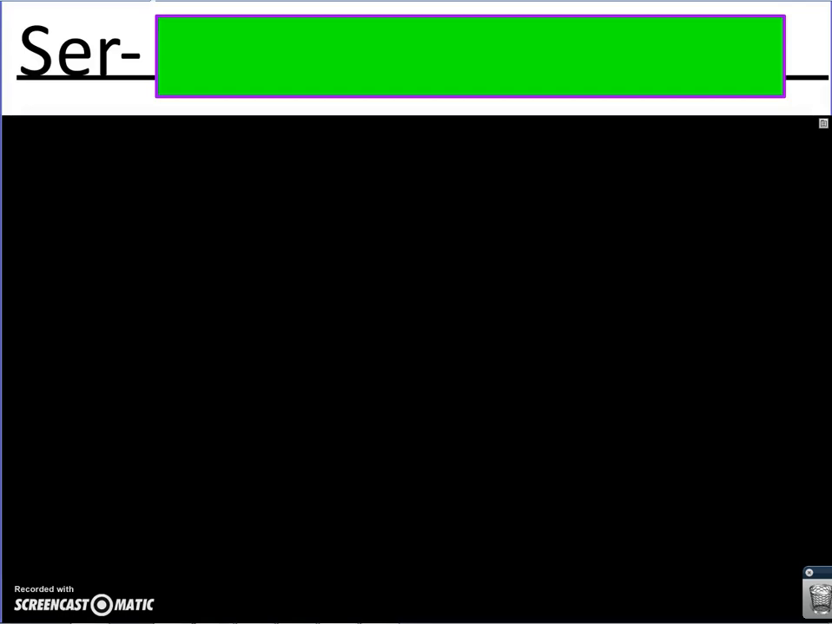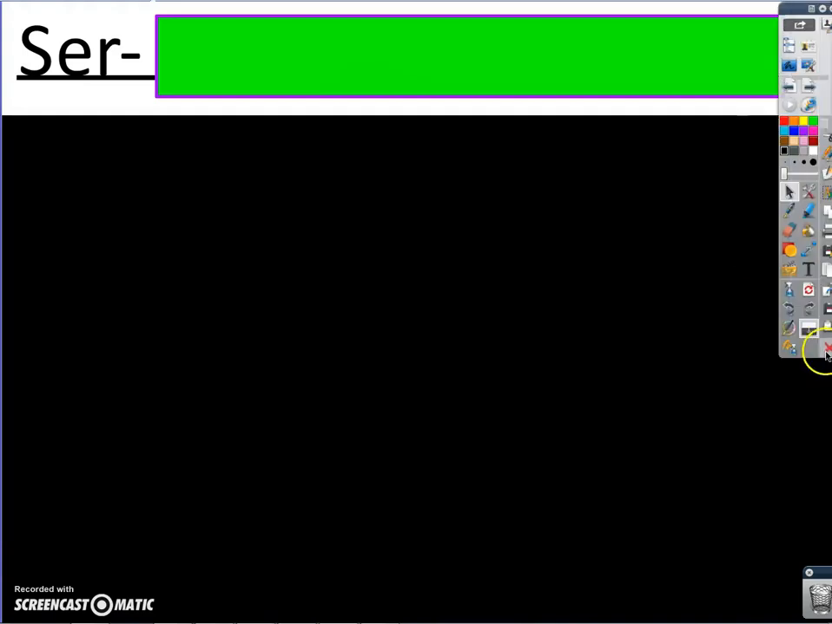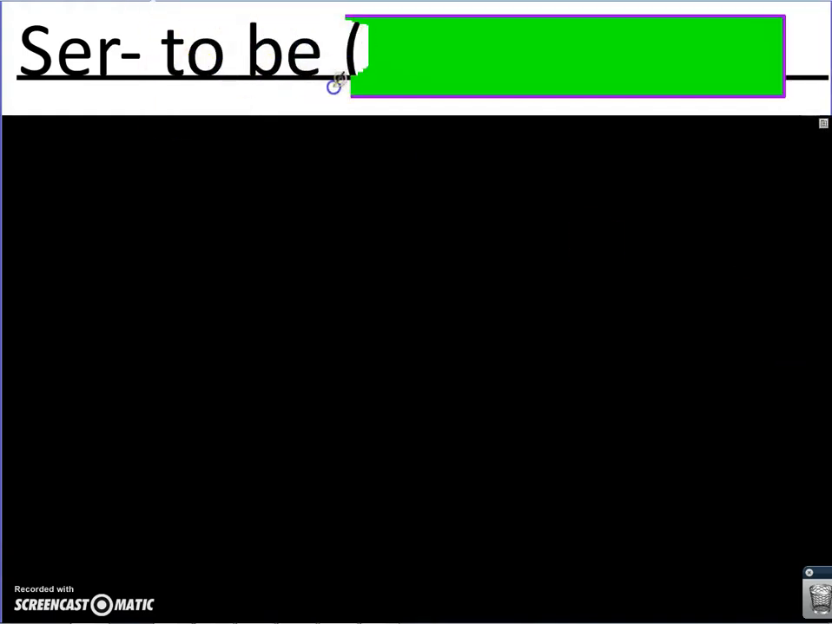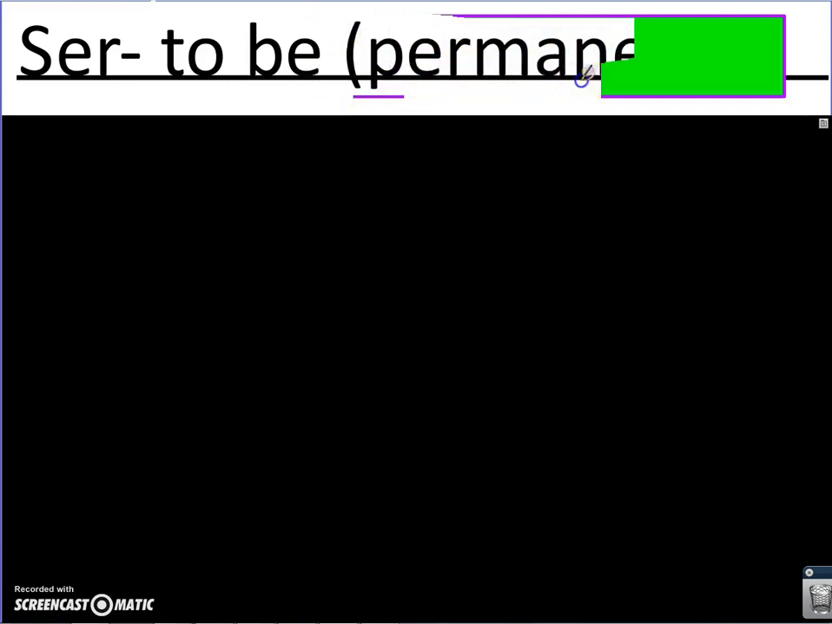All right, Class A, we are going to be taking your notes over ser today. First, let's start with, what do you know about ser? Well, you already know that it means to be. And you know that there's another verb that means to be. So to differentiate between the two, we have been saying that ser is to be permanent and that the other verb, which is estar, is to be temporary.